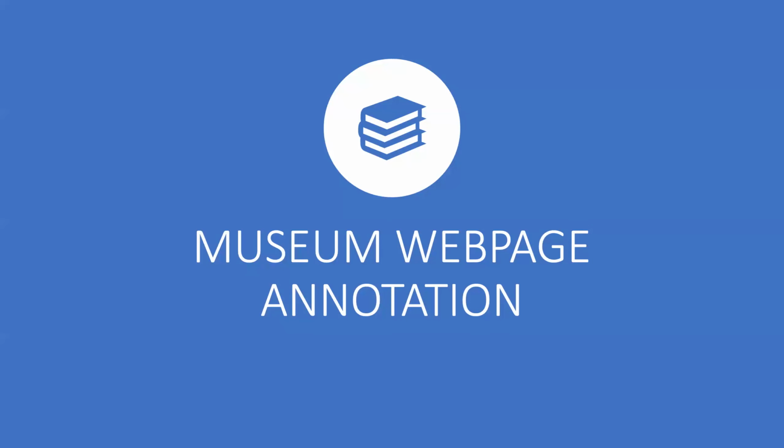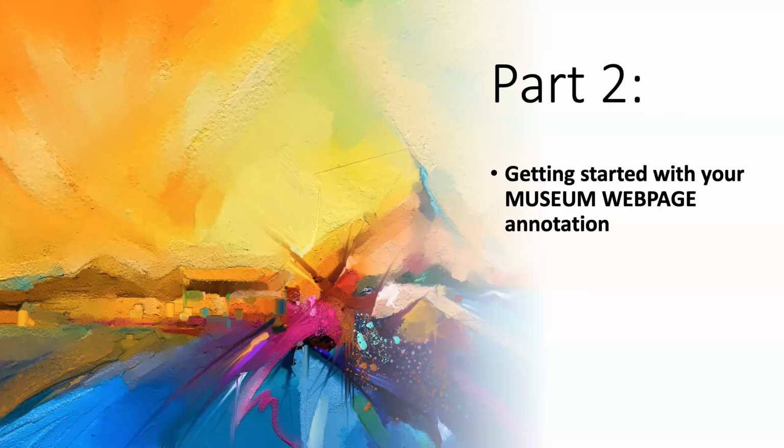All right, now we're going to move on to your museum webpage annotation. So this is number 2 on your list, or number 3, however we're looking at it. Number 1 is the textbook. Number 2 is Smart History or Oxford Online. And number 3 is the museum webpage. Getting started with your museum webpage annotation.